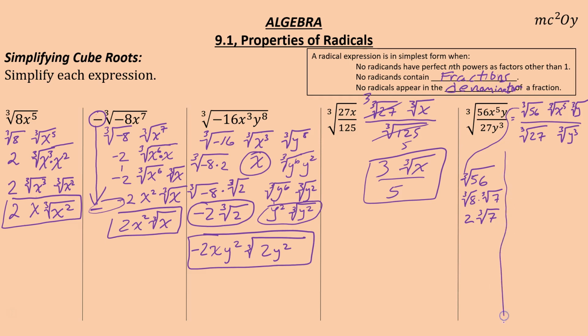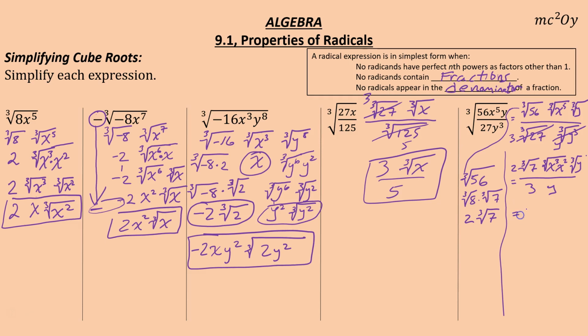All right. So kind of our work area here. On the numerator, we have 2 cubed root of 7. That's our 56. And cubed root of x to the 5th, well, that can be cubed root of x to the 3rd times x squared. And cubed root of y we can't break up. All over, hey, cubed root of 27 is perfect. That's 3. And cubed root of y cubed is perfect. That's just y.